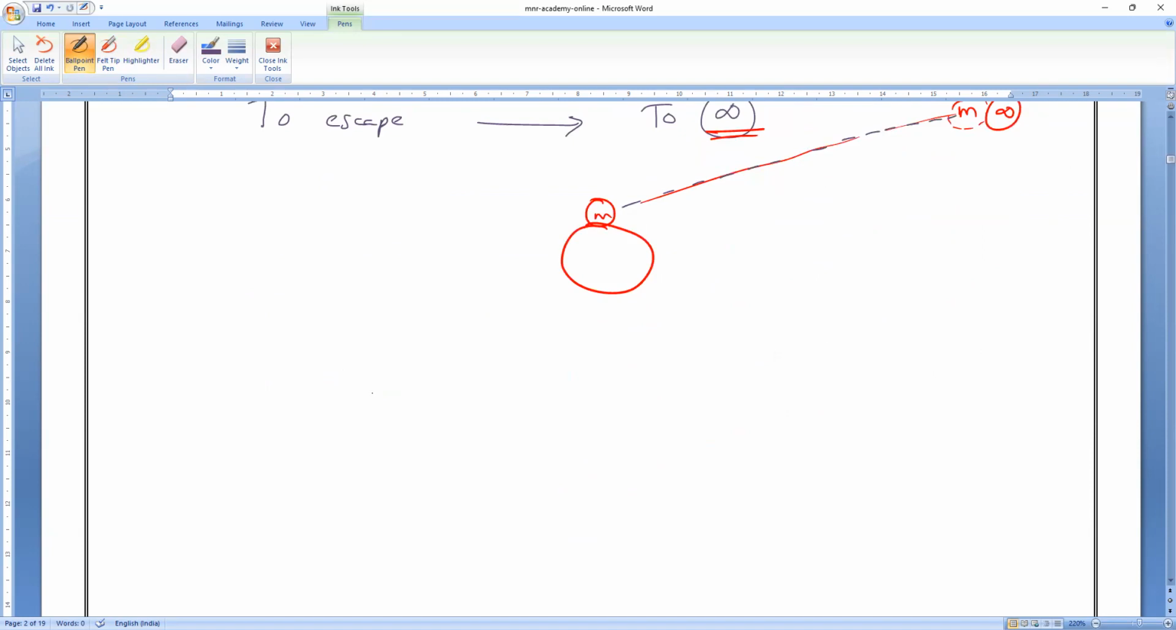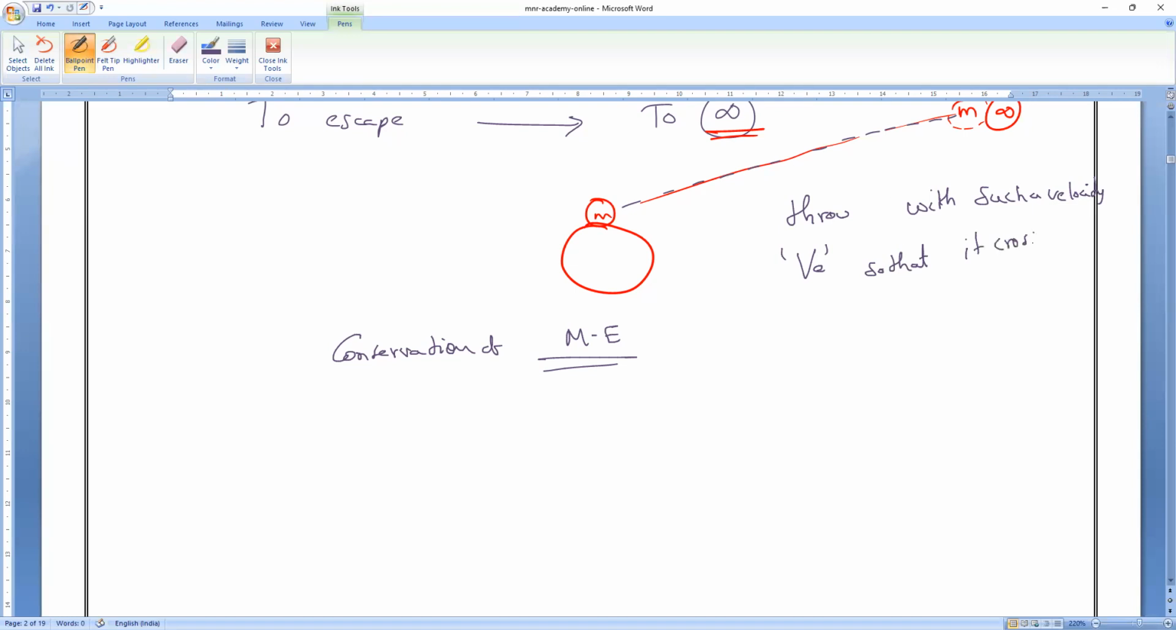Constant. If energy remains constant, we have to apply a formula. What is that? Conservation of mechanical energy. Write the point, all of you: throw with such a velocity v so that it crosses Earth's gravitational field.